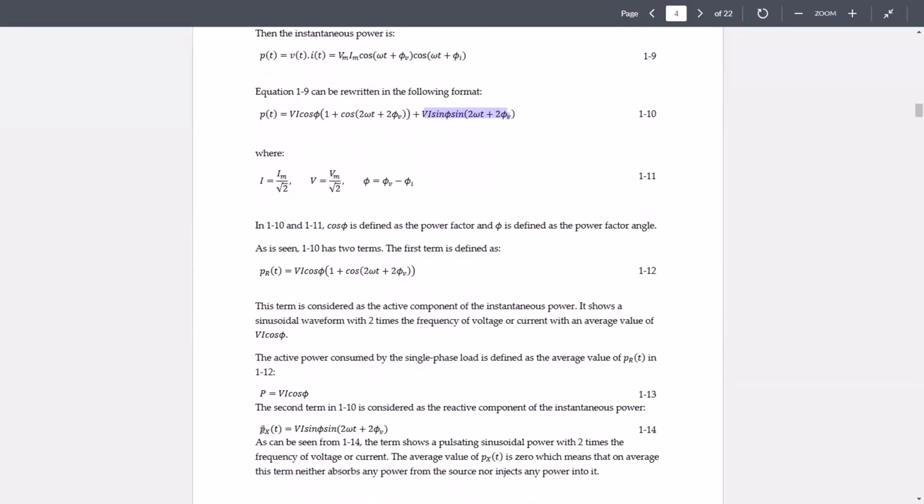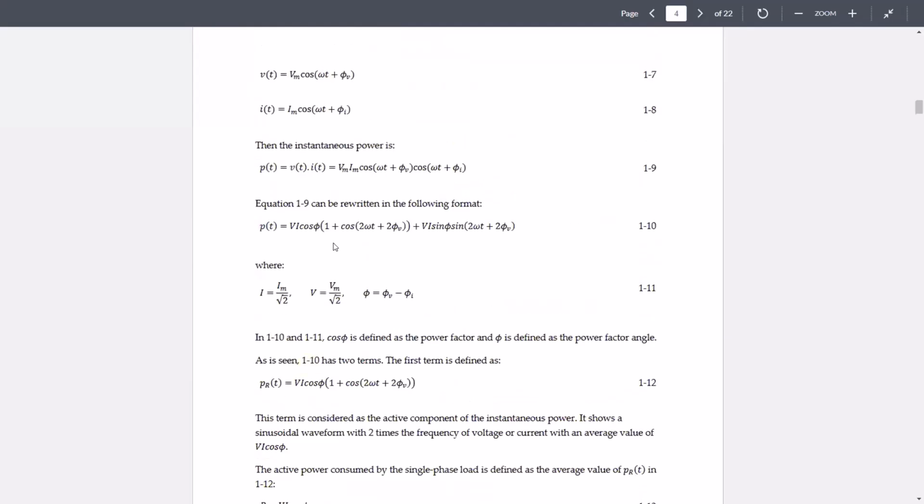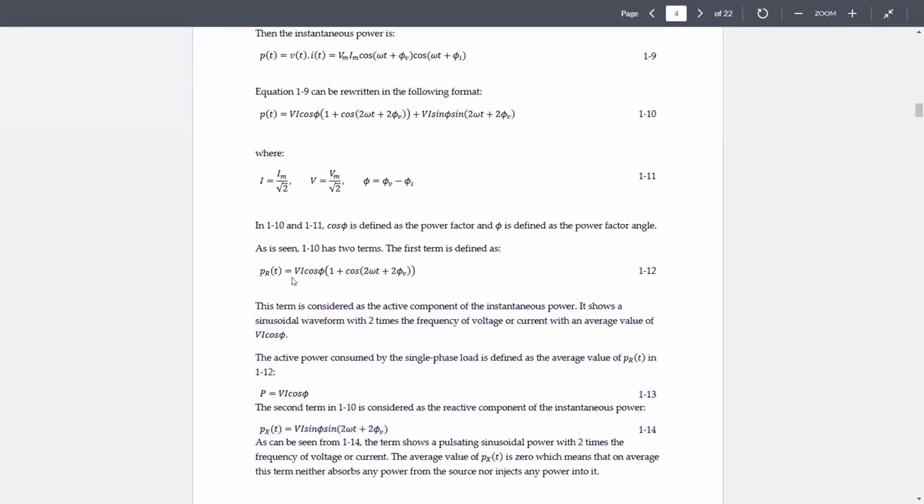that we call Px of t. So Px of t would be VI sine of phi, sine of 2 omega t plus 2 phi v. This maximum value of it would be called the reactive power. And if you look at the first term here in the instantaneous power, the first term is called PR of t, which is VI cosine of phi times 1 plus this cosine term. This PR of t has an average value equal to VI cosine of phi, which you call what? The active or real power.